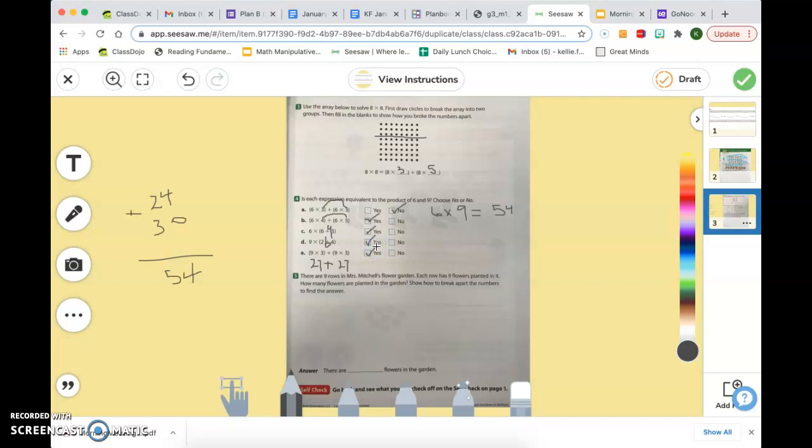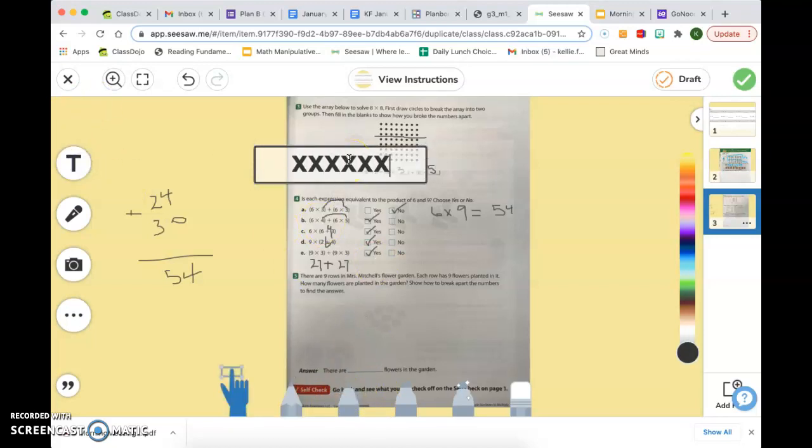All right, and last one. There are 9 rows in Miss Mitchell's flower garden. Each row has 9 flowers planted in it. How many flowers are planted in the garden? Show how to break apart the numbers to find the answer. All right, we have 9 rows of 9.